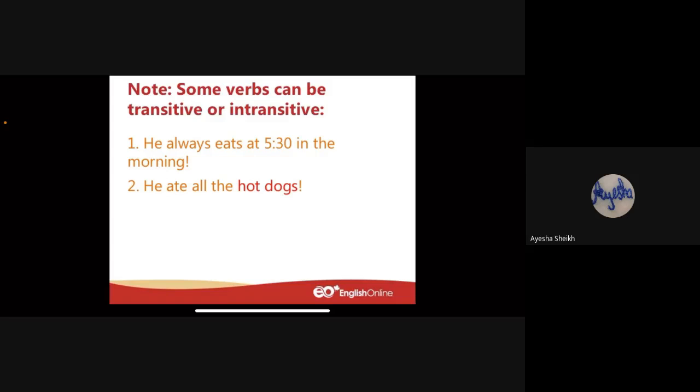In the first sentence, the verb is eats. In the second sentence, the verb is ate. Which verb is transitive and which verb is intransitive? I want an answer. Number 1 is intransitive and number 2 is transitive. Very good. Now, can you tell me the reason?